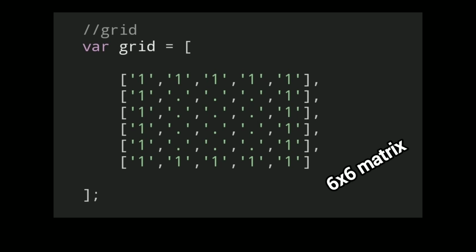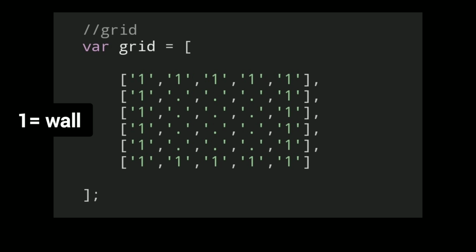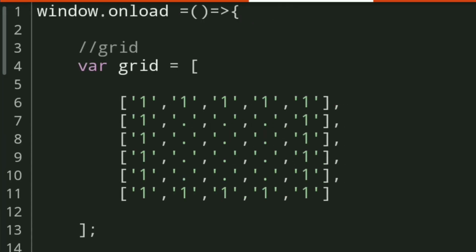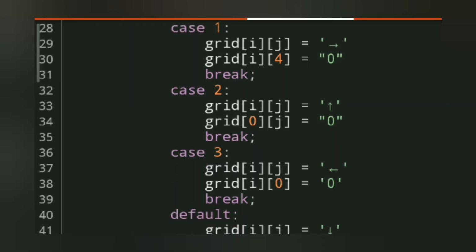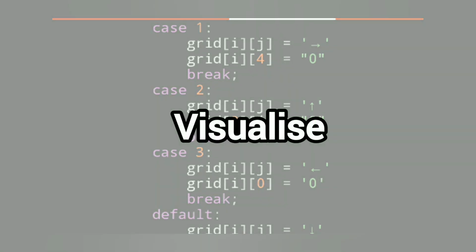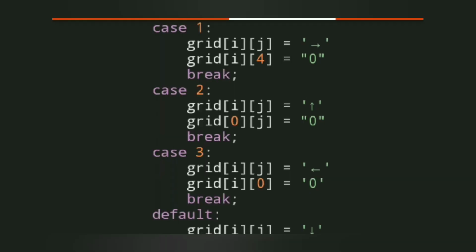I've used a 6 by 6 matrix for this, and here, 1 is basically the wall, the full stop will be the car, which will be facing in a random direction. Then I have this loop which fills in the cars in a random direction. And then I've added these zeros which represent the spaces from where the cars would have gotten in. So now I have a base, and now we just need to visualize everything.